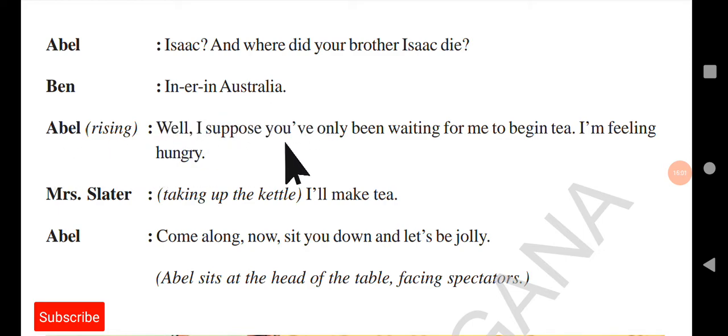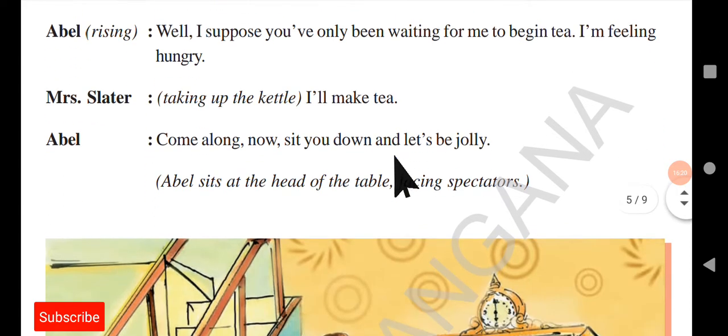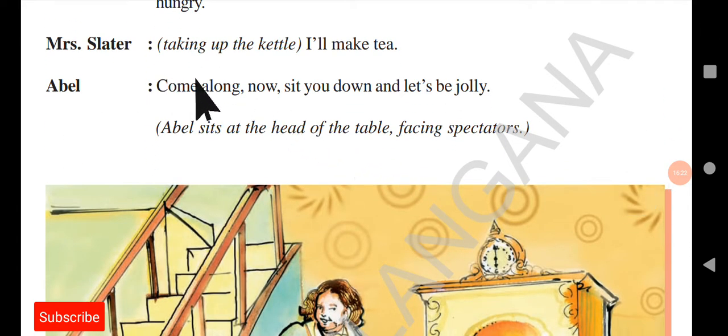Abel says, well, I suppose you have been waiting for me to begin tea. I'm feeling hungry. So here the matter of the dead person is over. Abel Meriwether says, okay, fine, no problem. Now I'm actually feeling a little bit hungry, and I want to have tea. Mrs. Slater takes up the kettle. You know the kettle, right? The tea one, where we put the tea and heat it. She says, I will make tea.